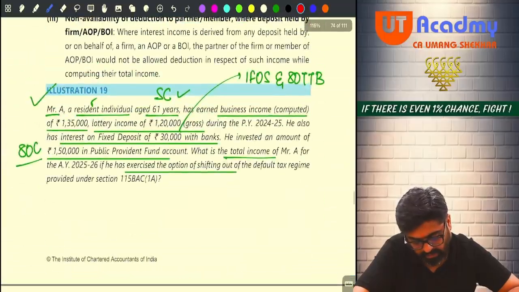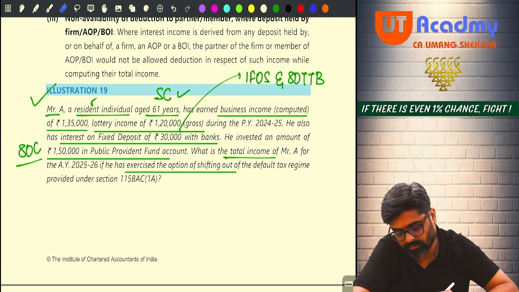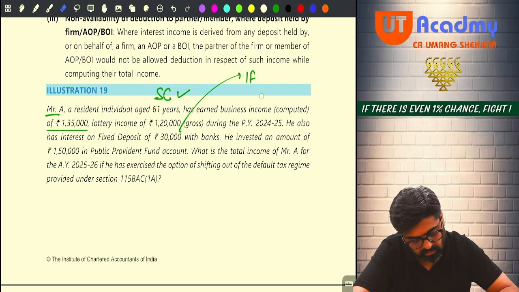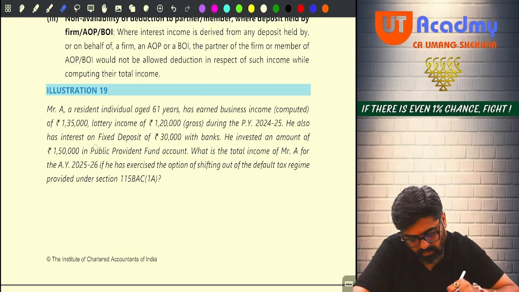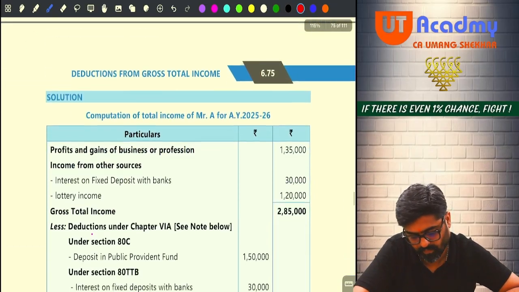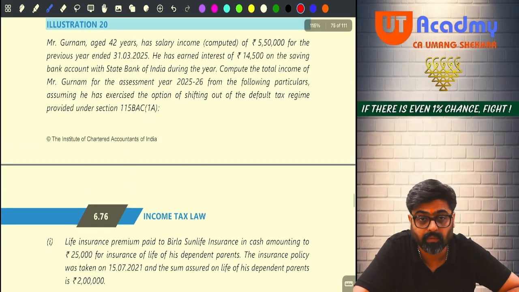After 18, do you have 19? Have we solved the 19th question? Please check. I guess we have solved it. Yesterday only we have solved this 19th one. Yes or no? Then forget about the 19th. Come to question number 20. Good question.